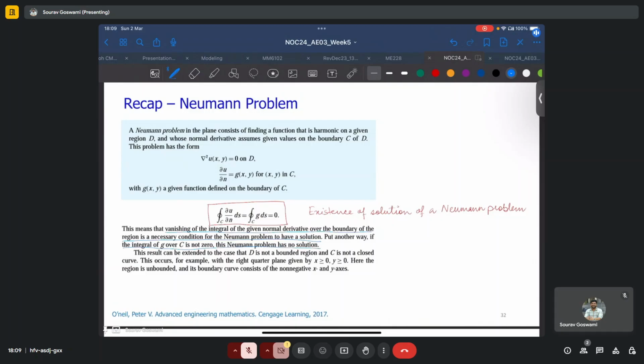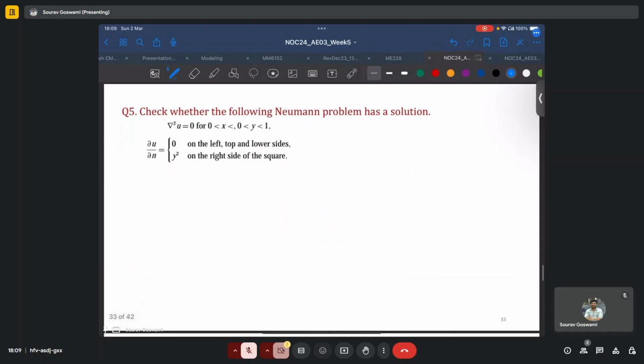It can also be extended to the case when the region D given to us is not really a bounded region and C is not necessarily a closed curve. For instance, when we are only working with the right quarter plane given by x and y both greater than or equal to 0, here the region is unbounded and its boundary curve consists of the non-negative x and y axes. Let us understand this concept further by solving an illustrative example.